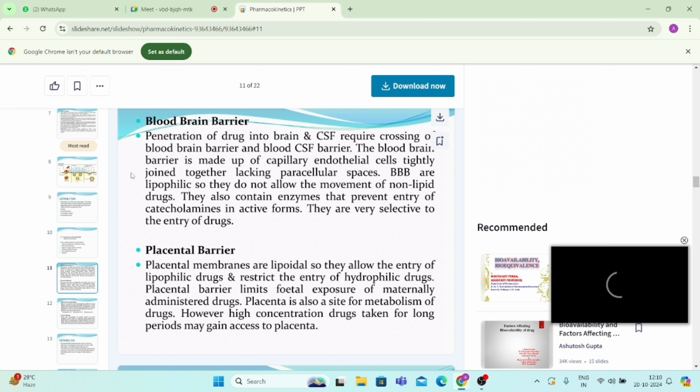Even this blood brain barrier contains some enzymes which prevent the entry of certain drugs, like catecholamines. So the blood brain barrier is very selective in allowing the entry of drugs. We can't say that all drugs are going to cross the blood brain barrier.